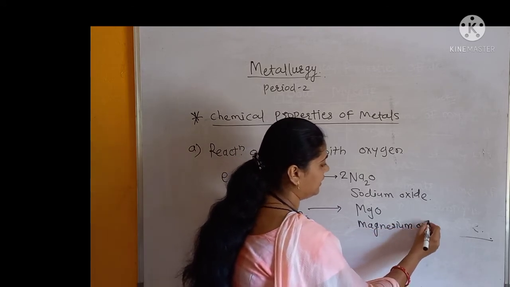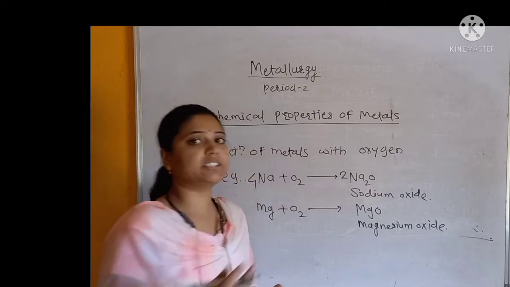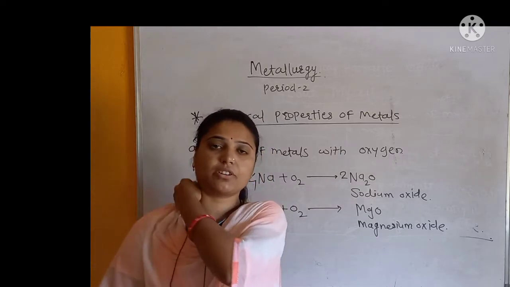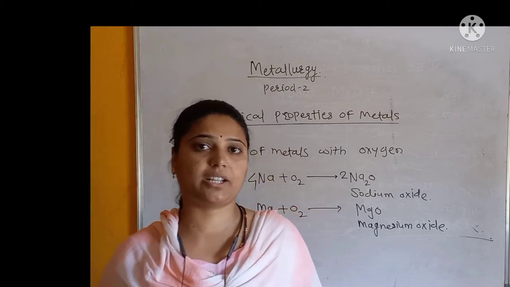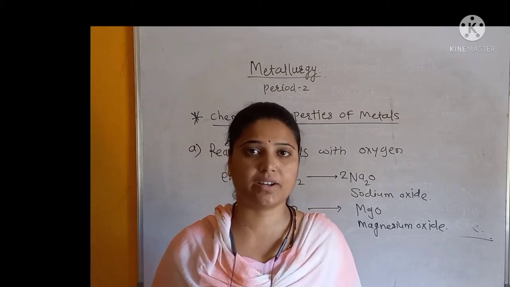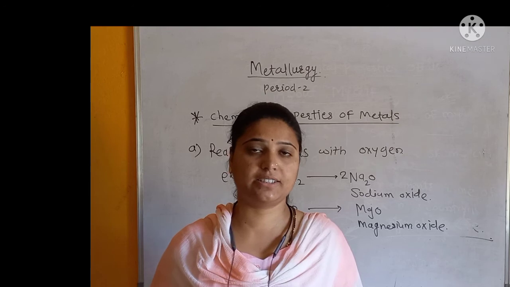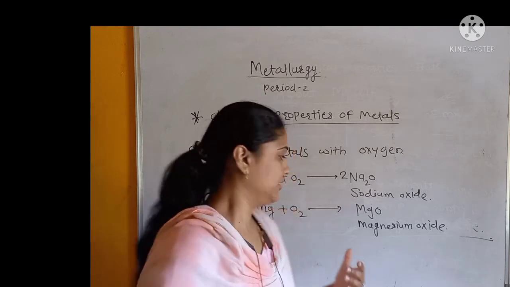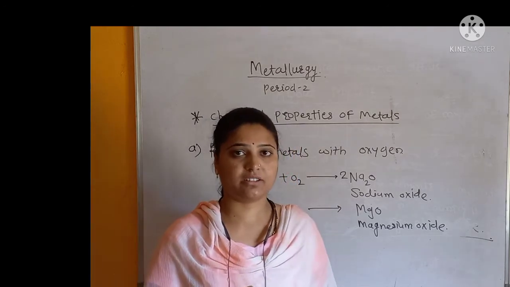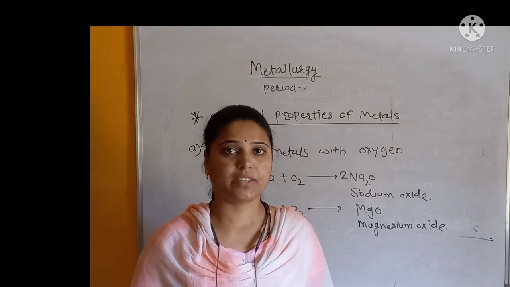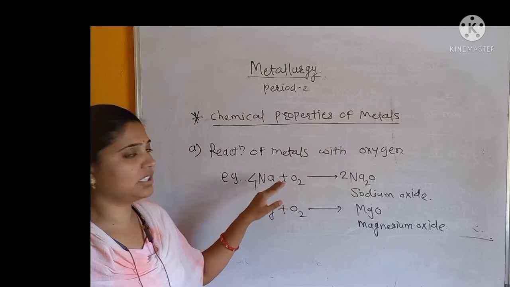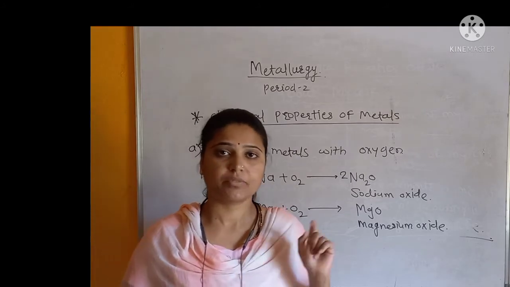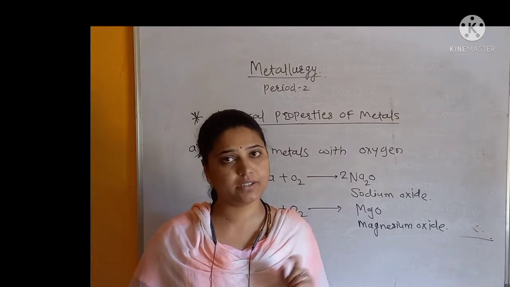Basically, when any metal reacts with oxygen, oxides are formed. The time required is very different. Sodium and potassium react very fast, iron and zinc react very slowly, and magnesium is in between. According to that, the time required differs. But all metals react with oxygen, forming oxides. It is the first chemical property of metals.